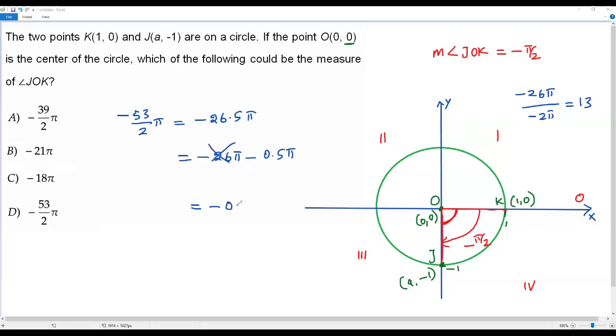Then we get negative 0.5 pi. This negative 0.5 can be written as negative 1/2 times pi, or we can write this as negative pi over 2. So the angle measure we have in answer choice D is equal to negative pi over 2. That is exactly the angle measure we have for the angle JOK. So the correct answer choice for this question is option D.